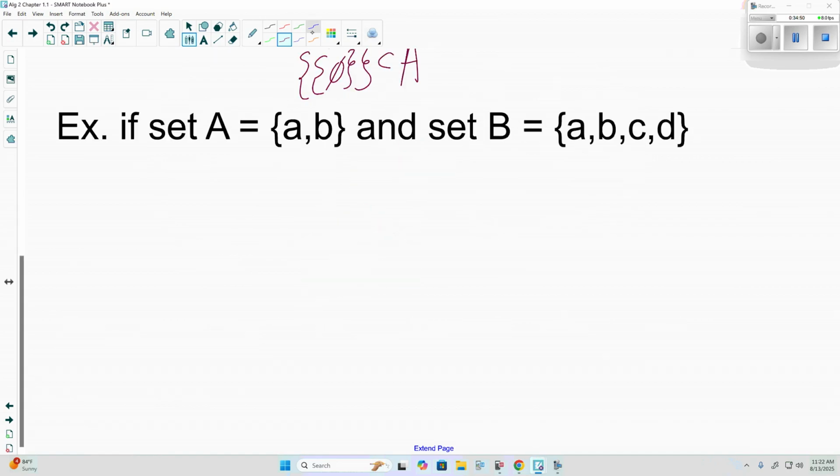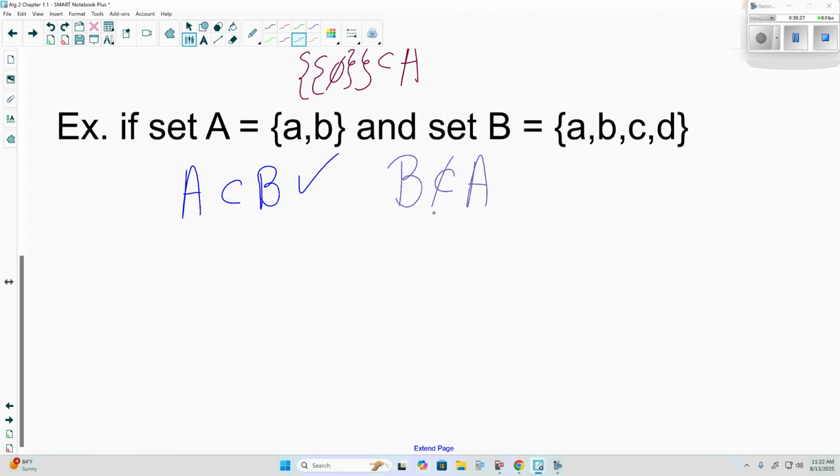So let's look at non-empty subsets with this example, because we're going to make some. All right? I'm getting ahead of myself. If set A contains A, B, and set B contains A, B, C, can we say that set A is a subset of B? Can we say that B is a subset of A? No, because set B has C, D, yes? Doesn't work.